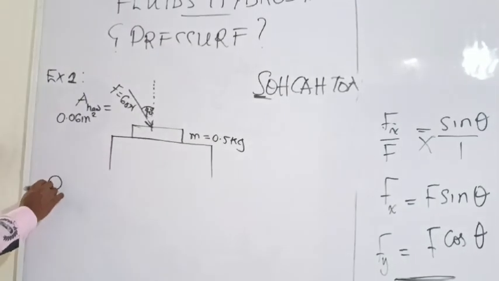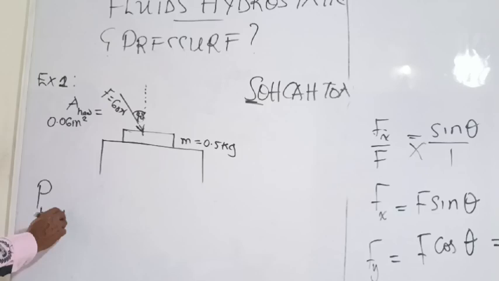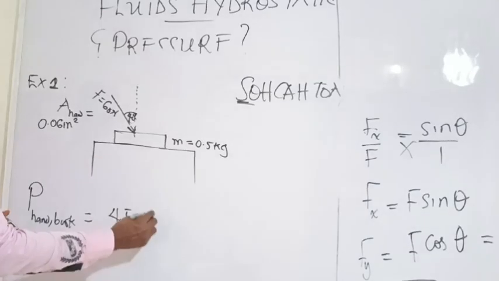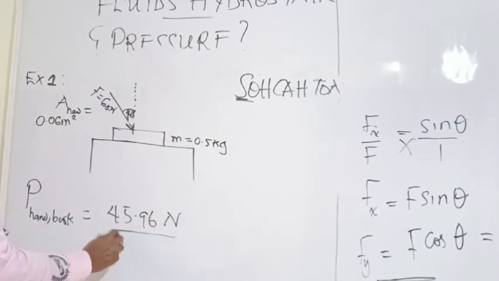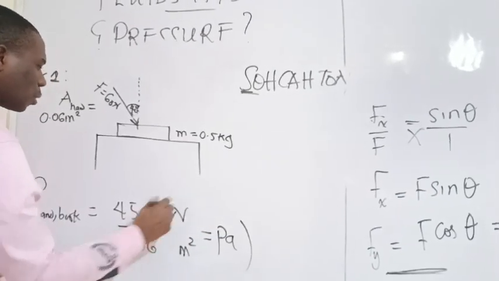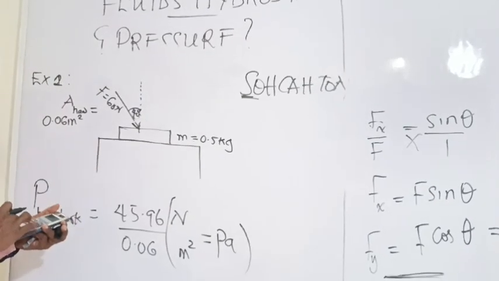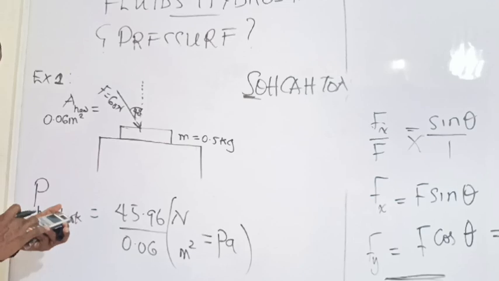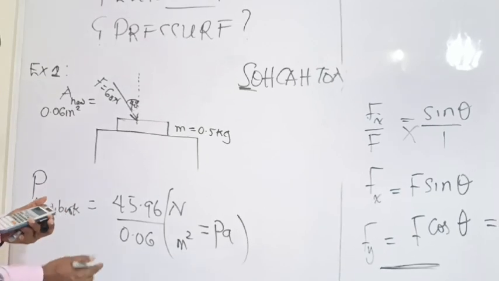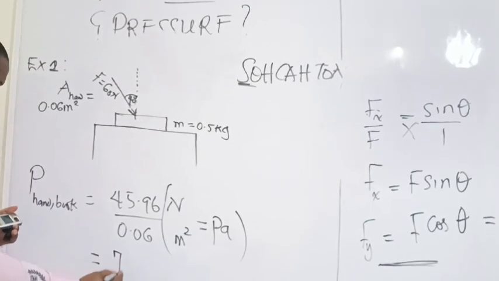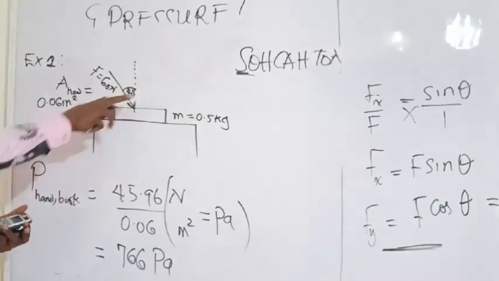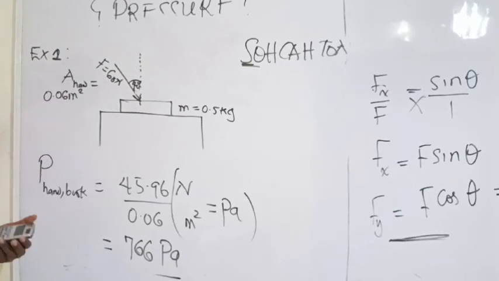I'm still particular about the pressure from my hand on the book. The numerator is 45.96 Newton, then I'll divide this by 0.06 square meter. This is also Pascal. So just to get the job straight, 45.96 divided by 0.06. Of course, the answer is pretty straightforward: 766 Pascal. So this is the pressure from my hand on the book, given the force of 60 Newton.